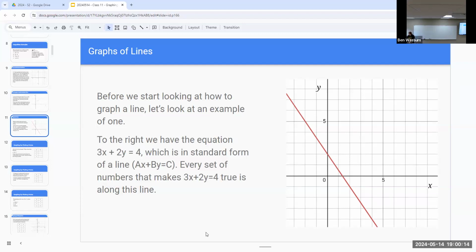So this particular graph of a line is the equation 3x plus 2y is equal to 4. Did that mean anything to you right now? No, but that's what it looks like. So that's in standard form of a line, which is always in the form something x plus something y is equal to something. Ax plus By is equal to C.